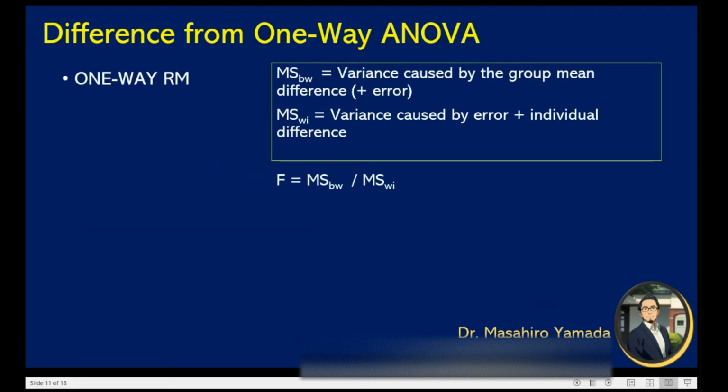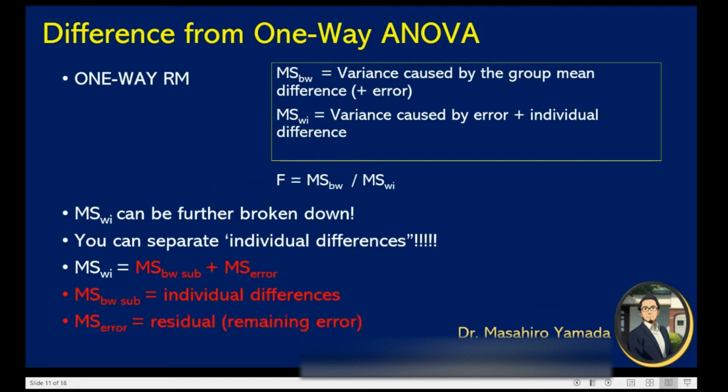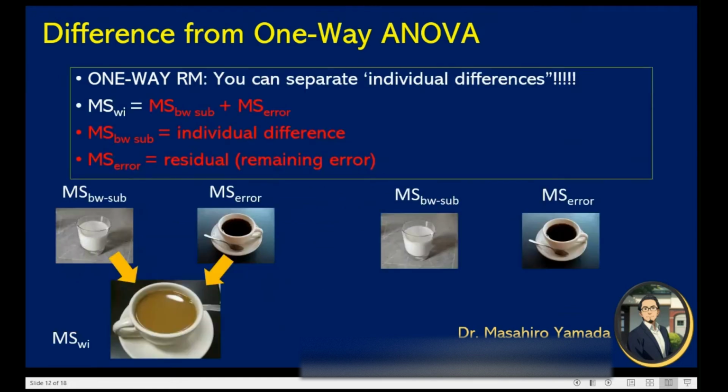What happens in one-way repeated measure design is that the MS within treatment can be further broken down. Specifically, you can separate individual difference. So MS within treatment consists of MS between subject and MS error. MS between subject is the variance caused by the individual difference, and MS error is something else, which is called residual.